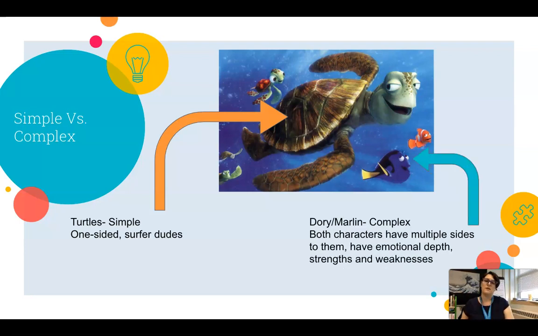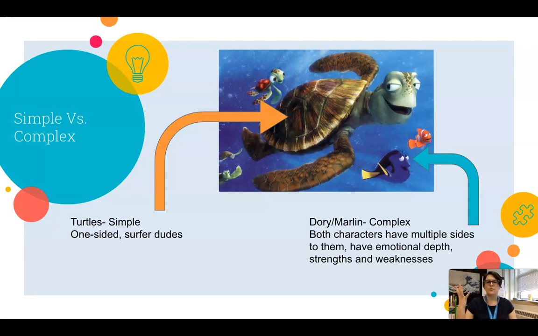However, both Marlin and Dory are complex characters. We do see multiple sides. We see different emotions. They have that emotional depth. They have strengths. They have weaknesses. We see all different parts of their characters. So they are presented as complex characters.